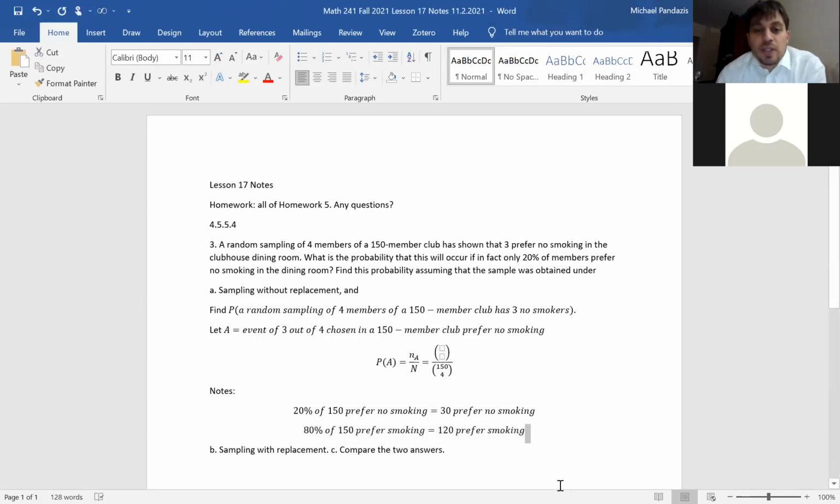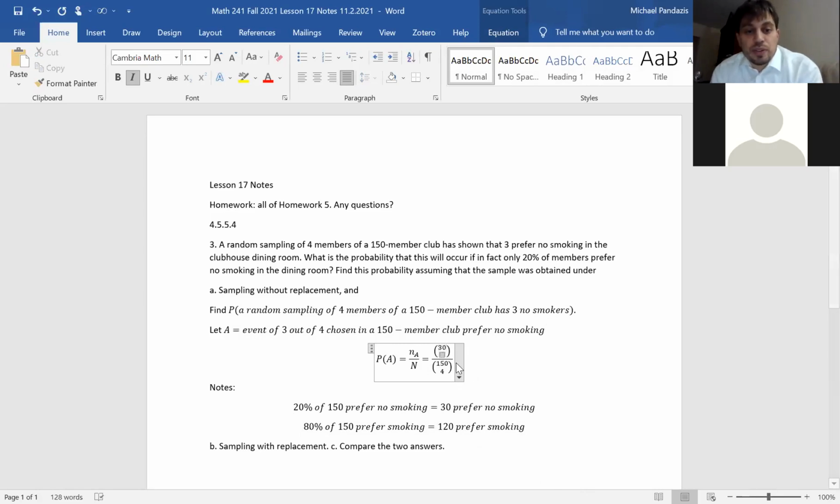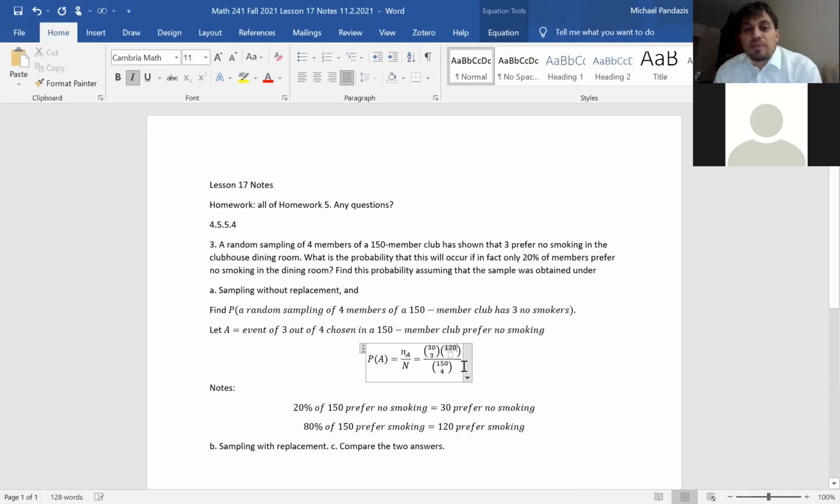So I'm abbreviating it. What we want are exactly 3 members who prefer no smoking. We have a total of 30 that prefer no smoking, and we want to choose 3 out of those 30. So it's 30 choose 3. Then you multiply that by 120 choose 1, since you have 120 that prefer smoking and you want 1 of them. If you have a total of 4 people and 3 prefer no smoking, the other 1 person prefers smoking allowed. So it's 30 choose 3 times 120 choose 1 divided by 150 choose 4.